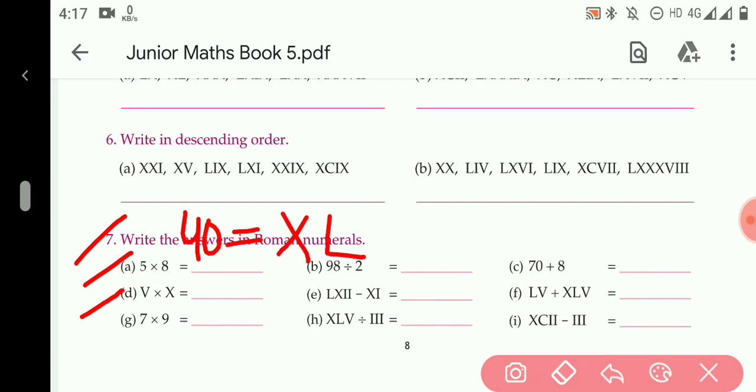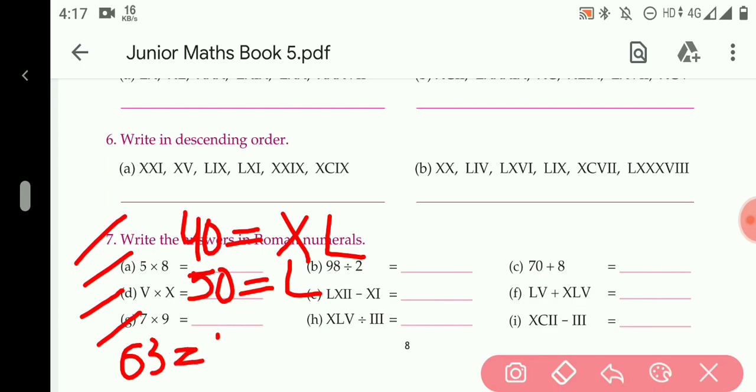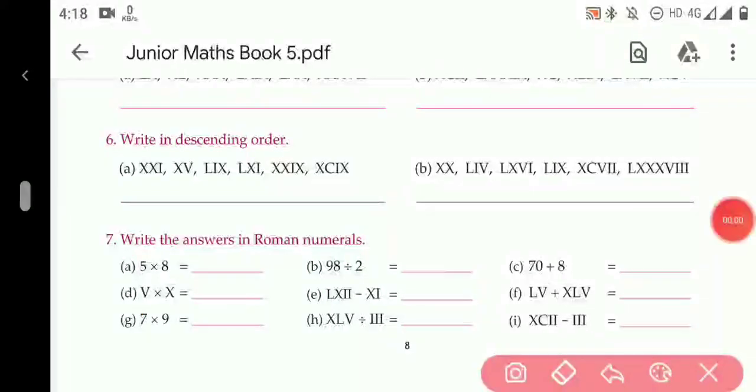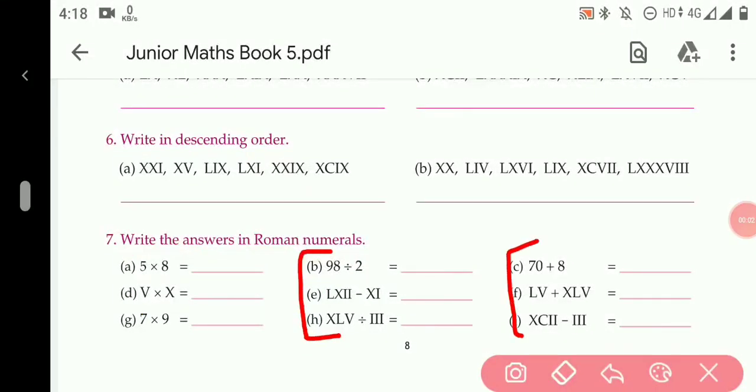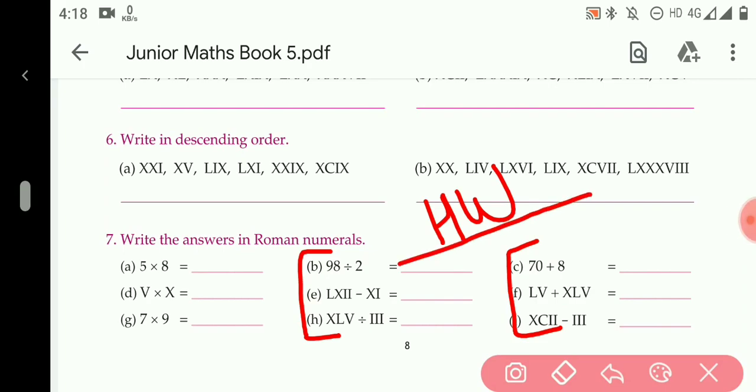In D part, V multiplied by X, which means V means 5, X means 10. Then 5 multiplied by 10 comes 50, and 50 is written as L. In G part, 7 multiplied by 9 which means 63, and 63 is written as LXIII. In the same manner, B, E, H and C, F, I will be your homework. Write in your maths copy. Your chapter 2 is completed.